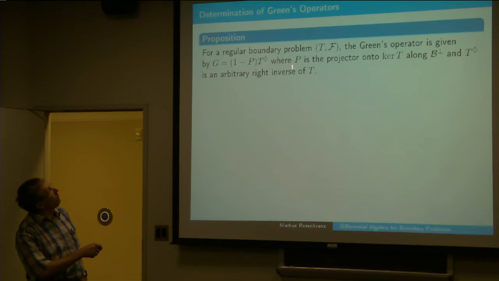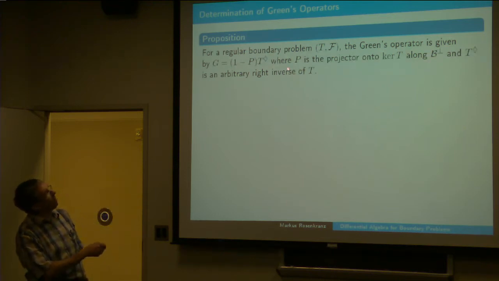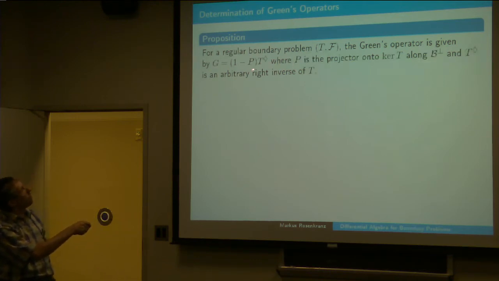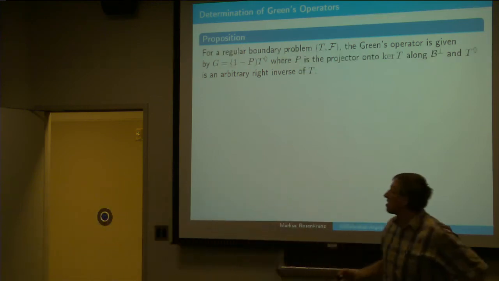What you can do is, if you can find a projector onto the kernel of T along the B orthogonal, yeah? You remember these two form a direct sum if it's a regular problem. And whenever you have two subspaces that are direct summands of each other, then there's a well-defined projector whose image is B orthogonal and whose kernel is the kernel of T. So if you have such a projector, then you get the Green's operator by multiplying any right inverse of the differential operator with the complementary projector, 1 minus P. Okay? So the intuition about this is very simple.